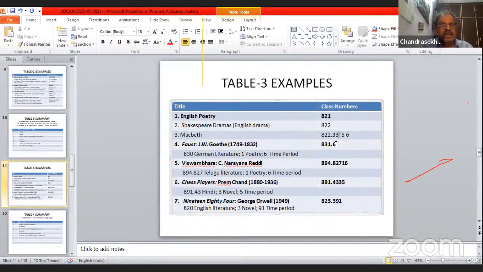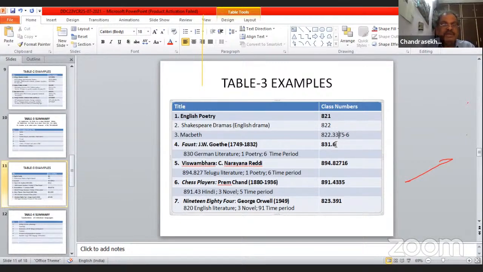So Goethe was from 1749 to 1832. So 6 indicates that period. Then I told you Viswambara. Viswambara is Telugu poetry written by Vishwanath Reddy, which got a Sahitya Academy Prize. What is that called? So I tell you.